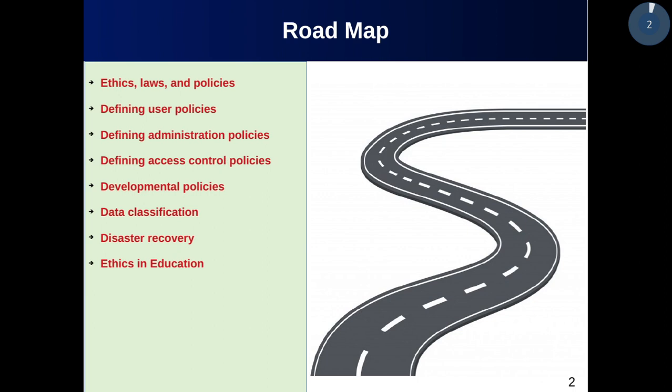The roadmap for this presentation is that we are going to define some concepts like ethics, laws, and policies, and we will try to differentiate them, although they seem to be the same things. And then we will focus on defining user policies, which will include detailed discussion on how we can develop policies for passwords, and then defining administration policies, defining access control policies, developmental policies.